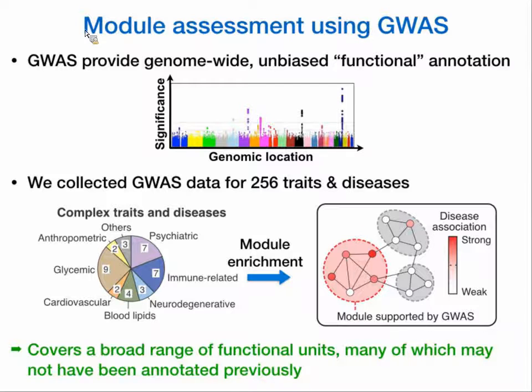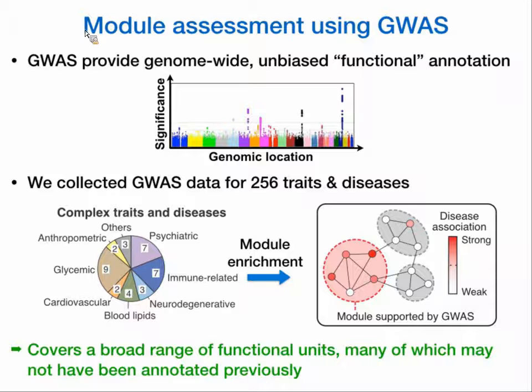The GWAS really provides a genome-wide unbiased functional annotation of your genes, because it's an experiment that is genome-wide, and it doesn't focus just on well-studied proteins or genes, right? For every region, you get a score that's the association to the trait of the GWAS, and it's available for all genes. And now we have more and more GWAS data becoming available, so there are hundreds of traits. We collected 256 GWAS data sets.